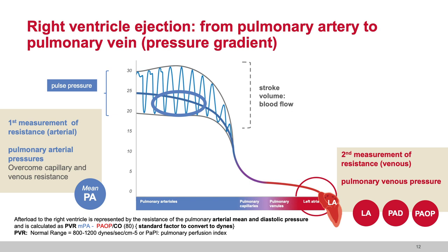The first measure is actually the diastolic pressure that must be overcome, and the second measure is the resistance that must be overcome. So we look at first measure as the mean PA, and the second measure as your pulmonary capillary wedge pressure. We must be able to overcome that to actually perfuse and mobilize blood flow.